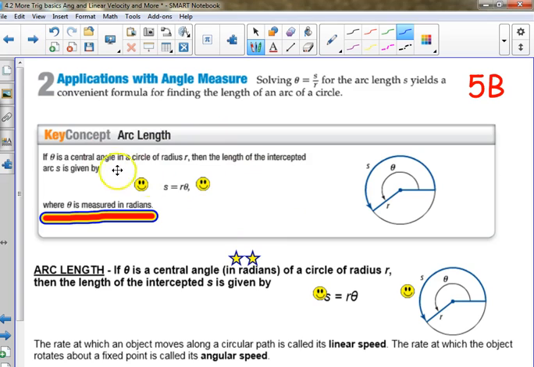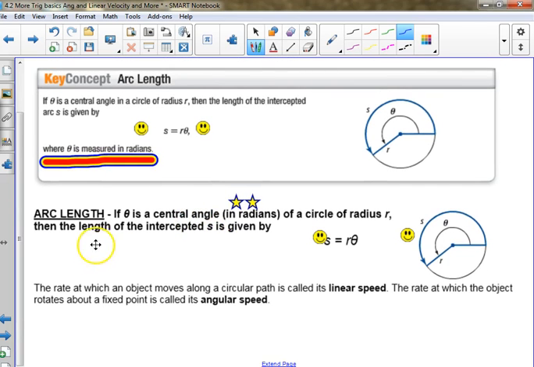All right, guys, this is arc length, which is what I talked about a second ago. It's just rewriting that formula. Instead of solving for theta, we're going to write S equals. But you have to have the angle in radians to use this formula. If they give it in degrees, we're going to have to convert it to radians. Okay? So on your notes, it looks like this. And it does say here in radians, so make sure you note that. This formula only works in radians.